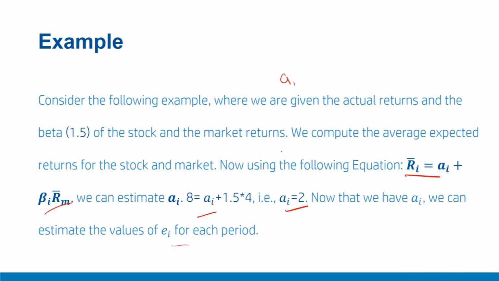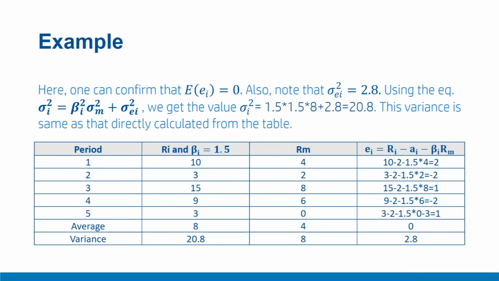While computing these values, we get the values of ei for each of the periods. Using these ei's, we can check that the average of ei is 0, as we have assumed. A lot of it is ensured by the regression model. You get the average of ei, or ei bar, as 0. You can compute the variance of ei as 2.8.